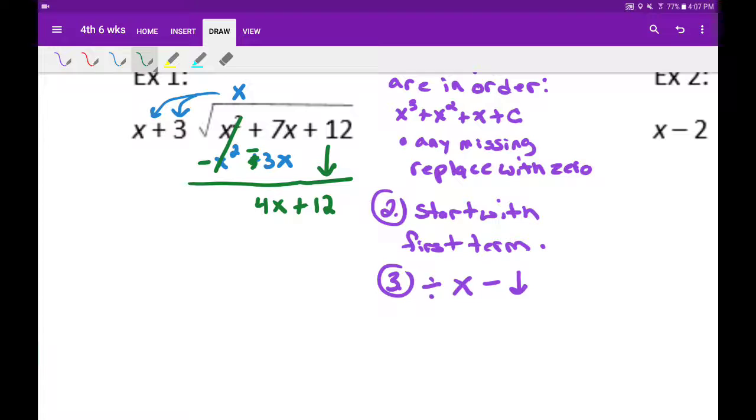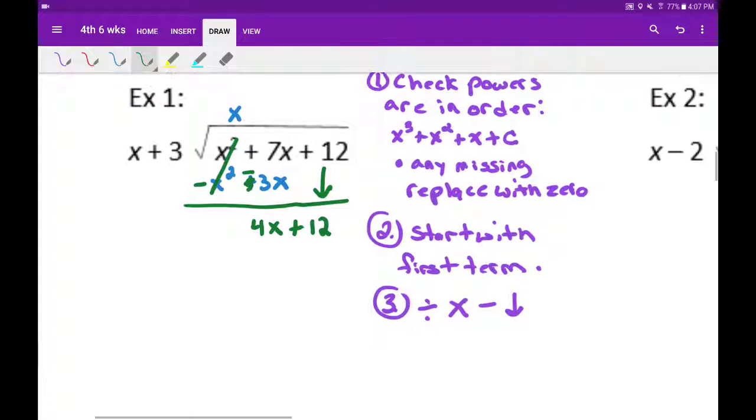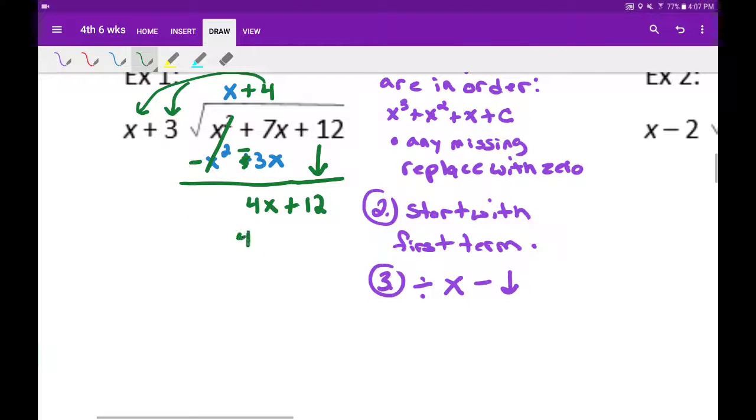Then we start over with the first terms again. What is 4x divided by x? It's a 4, so we have plus 4. Again, the 4 needs to multiply to the x and to the 3. So 4 times x is 4x. 4 times 3 is positive 12.